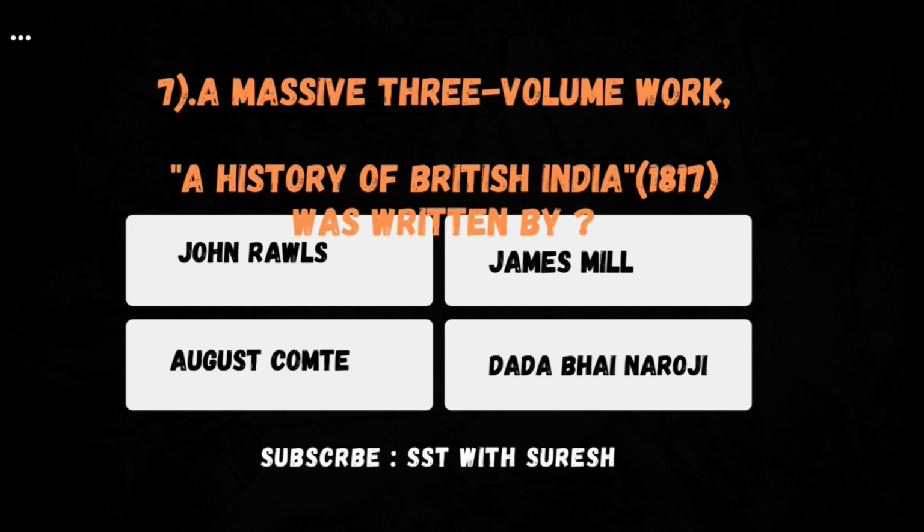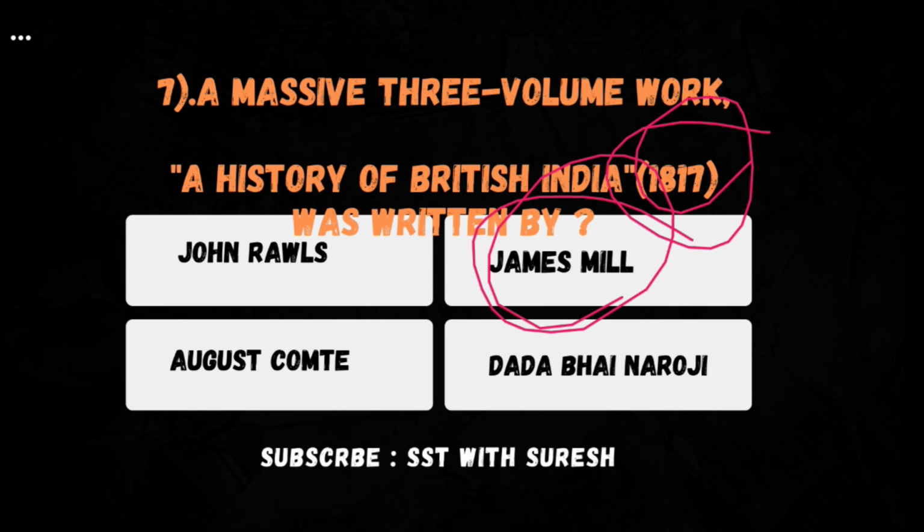And the correct answer for question number 7 is the Scottish economist and philosopher James Mill, who wrote the massive three-volume work, A History of British India, which was published in the year 1817. Okay, next question, question number 8.